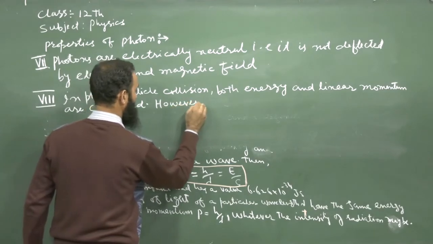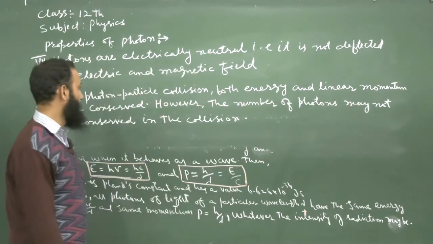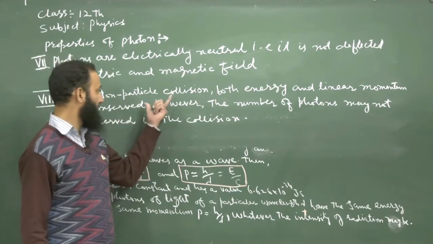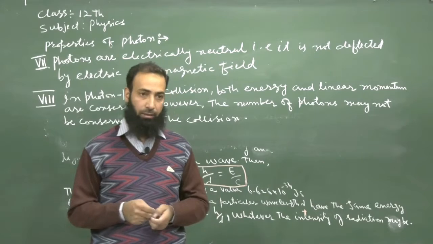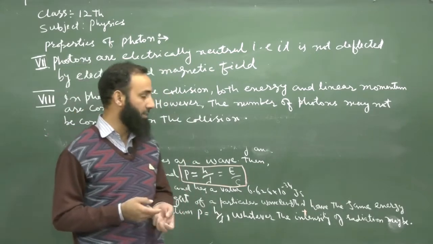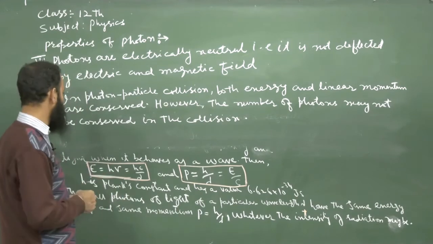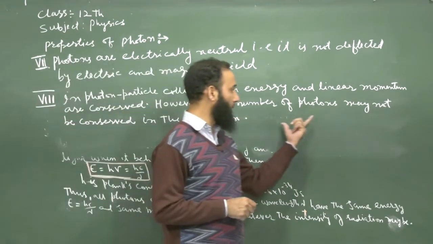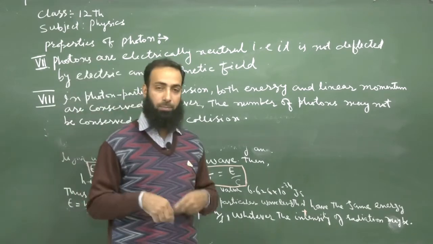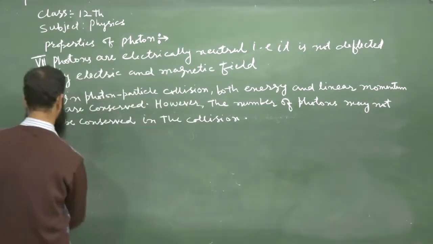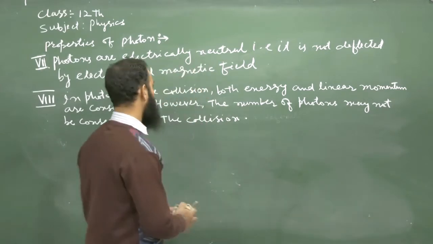The number of photons in the collision. When the photon interacts with matter, like if it collides with an electron, then both its energy as well as linear momentum remain conserved during the collision of the whole system, I mean to say. However, the number of photons may not be conserved in the collision. It may increase or it may decrease. So these were some important properties of the photon.